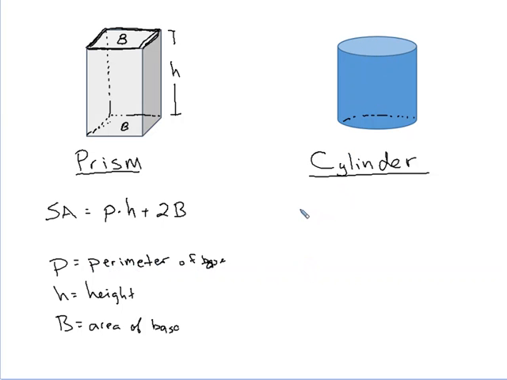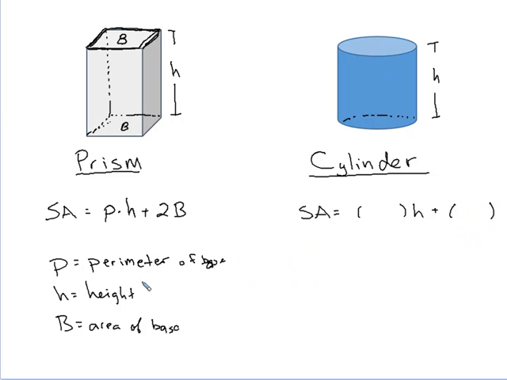I'm going to try and fill that in as we go here. Instead of perimeter, we're going to think of the perimeter of that circle, and for circles, we call that the circumference. The height is the distance between the circles. And then for the B, it's the area of the base shape, but in all cylinders that's the circle. So there's something special about that too.